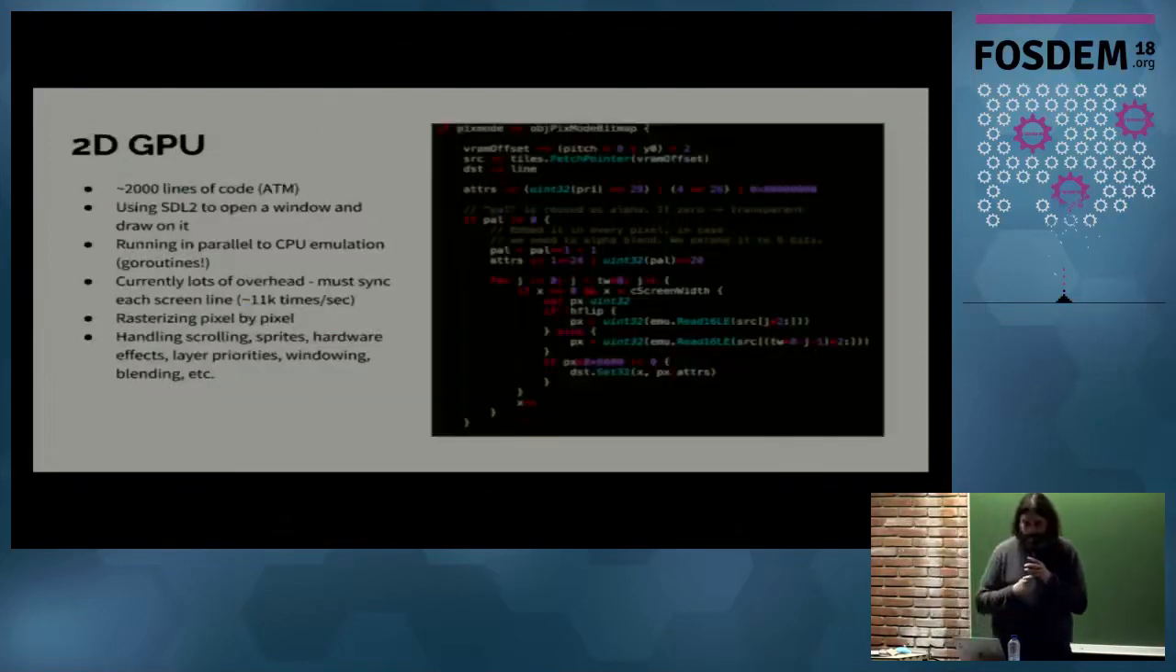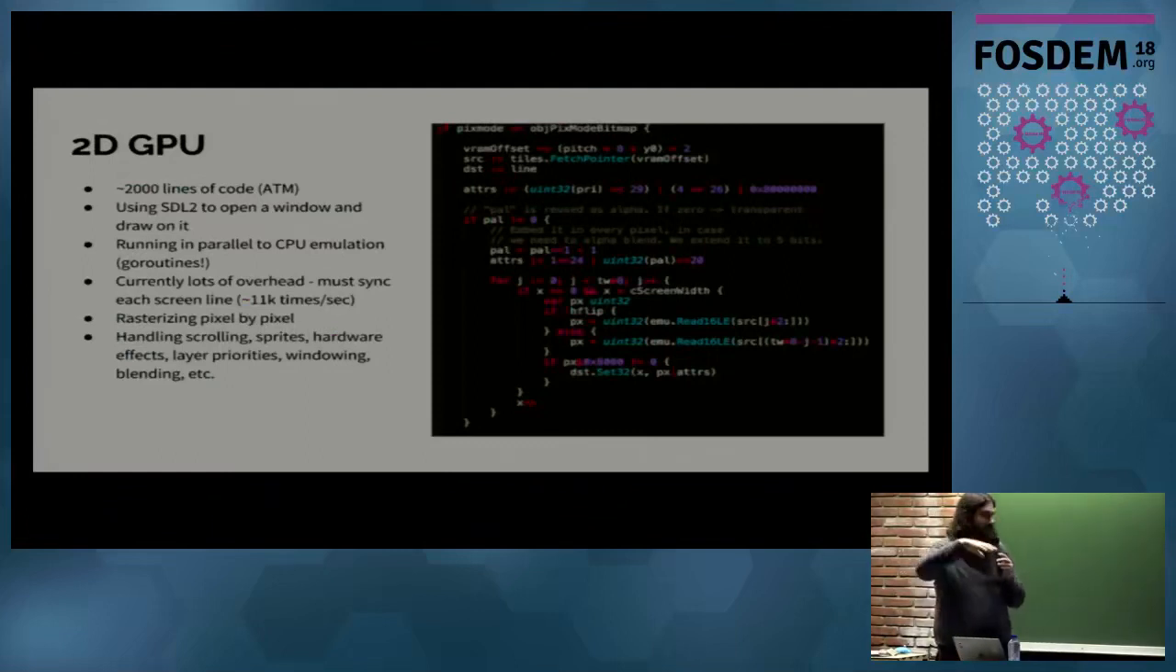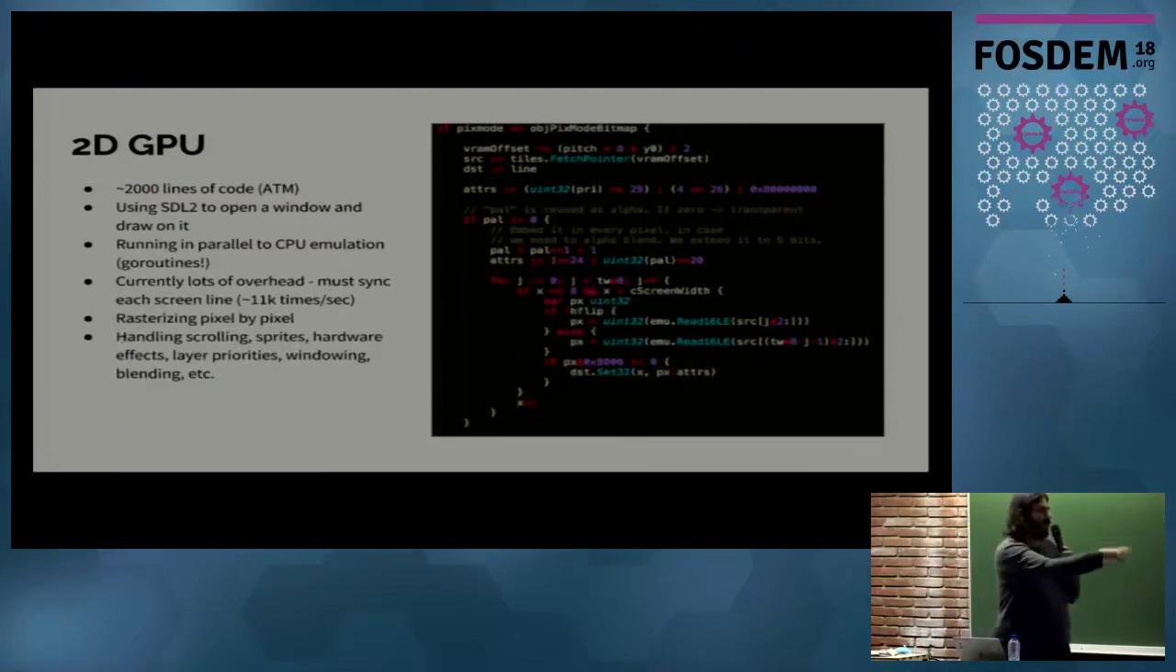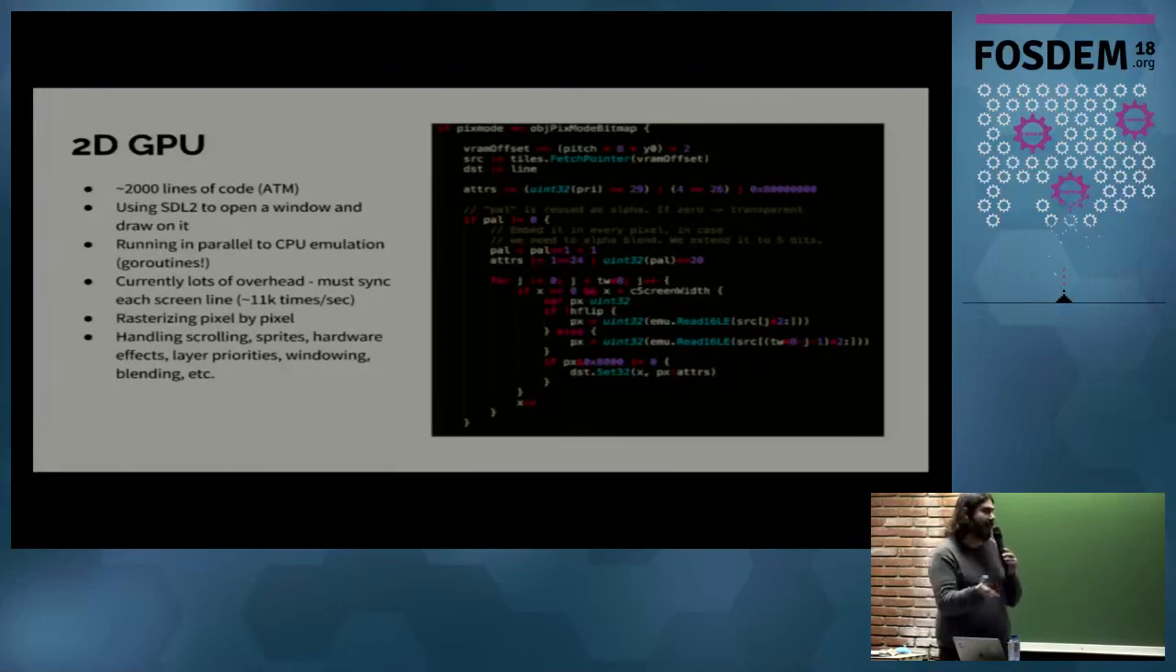For the GPU, it's about 2,000 lines of code. It's based on SDL, just to open the window and then draw on it. This is an example of a function drawing a sprite. It runs in parallel with the CPU emulation within different goroutines. And it kind of works. I mean, it's not very fast, but it works.